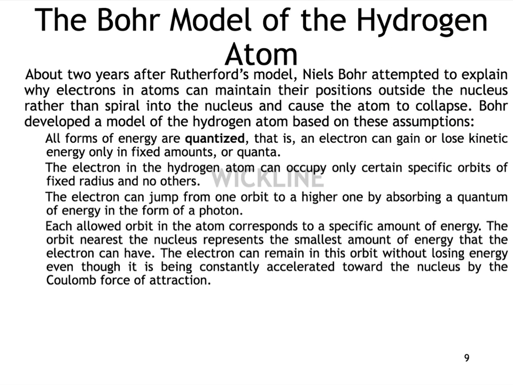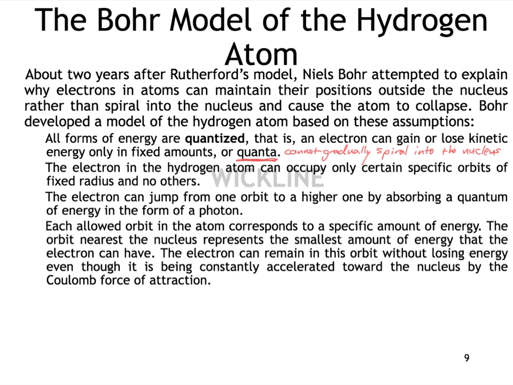This is where Bohr comes in. Bohr was able to show that the electrons would never collapse into the nucleus because their orbits belong to quanta, which we talked about in our last lesson. So he said all forms of energy are quantized. That is, an electron could gain or lose kinetic energy only in fixed amounts. Or in other words, they couldn't gradually spiral into the nucleus.